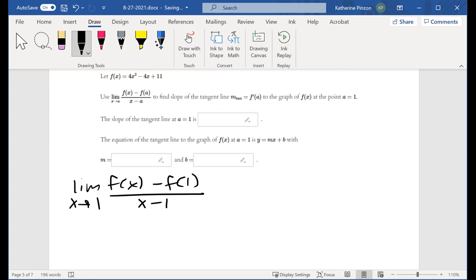Okay, so I need f of 1 right here. So to find f of 1, I plug it into this equation. 4 times 1 squared minus 4 times 1 plus 11.